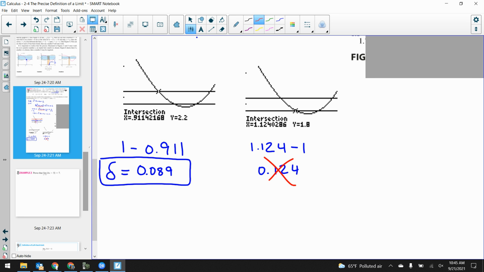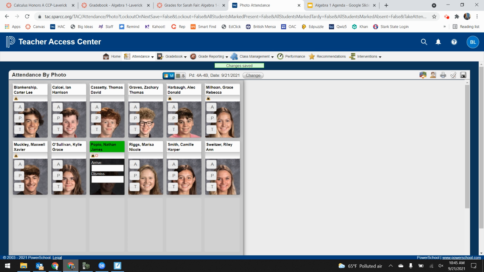Let's save the proof for tomorrow. Does that sound good? I've already had some people fall asleep on me today, so let's save the proof for tomorrow. Sound good? Relax your brain.